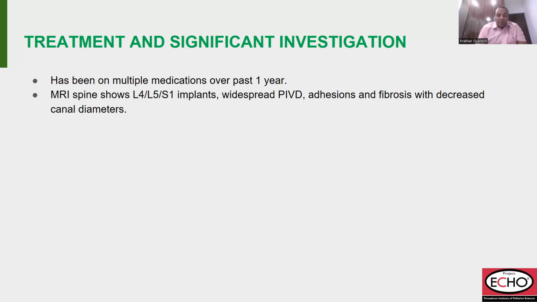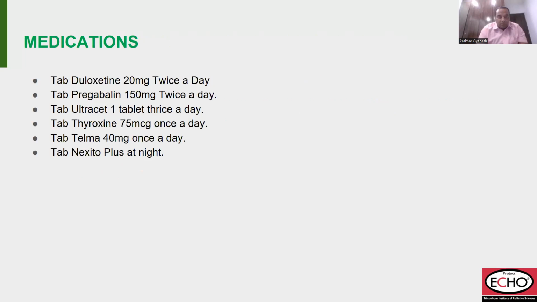And for the last 1 year, she has been on multiple medications. The neurosurgeon did an MRI recently, which shows L4, L5, S1 implants, widespread PIVD, adhesions, and fibrosis with decreased canal diameters in the lower back. These are the medications she is taking: tablet duloxetine 20 milligram twice a day, tablet pregabalin 150 twice a day, Ultracet 1 tablet thrice a day for the last 1 year, thyroxine 75 mcg once a day, and Telma and Nexito tablets.